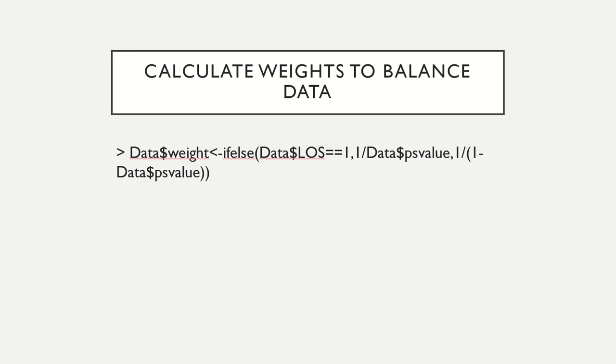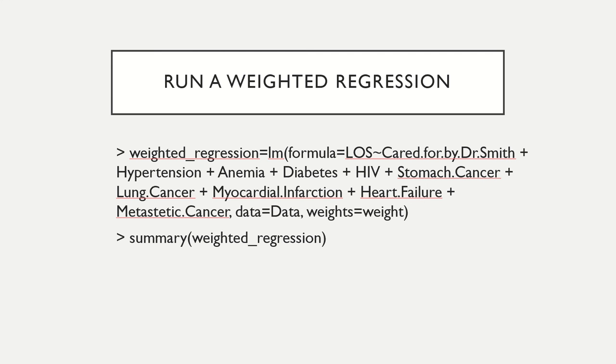After we attach the propensity scores, we will calculate the weights in order to balance the data. This step is shown above in R. Lastly, we use the weights generated in the previous step to run a weighted regression of length of stay on various baseline predictors, this time including cared for by Dr. Smith as an independent variable and length of stay as the dependent variable.